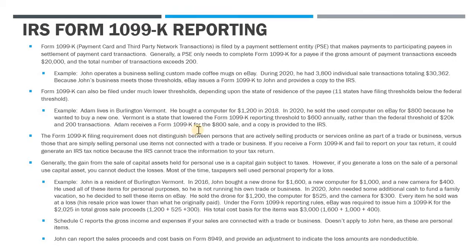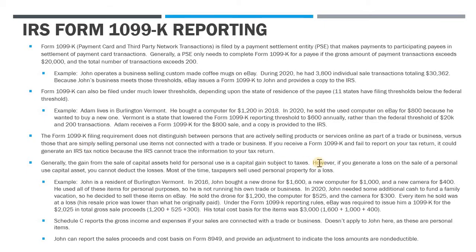So Adam's going to get a 1099-K for the $800 sale, and then a copy is going to be provided to the IRS. Now, clearly, Adam is not engaged in the business of selling computer parts or computers online. He just sold his personal computer. So he's faced with the issue of, well, the IRS has this information, now what do I need to do with it on my personal return? Okay, now the 1099-K, again, it's just reporting gross amounts of transactions. It doesn't distinguish between persons that are actively selling products or services online as a trade or business versus people like Adam that just had one-off sales for personal use items and they're not actually running a trade or business.